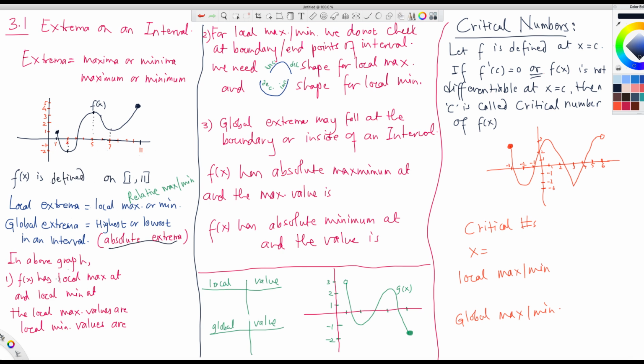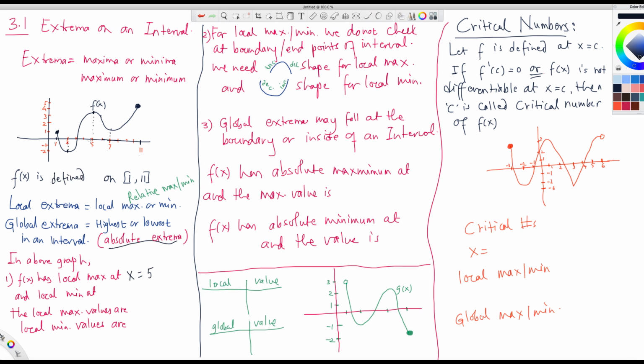Okay, let us see that. In the above graph, f(x) has a local max at x equals to what point? This is one point, right? At x equals 5 only, because the other points are not local. Why is it not local? Because we don't know what is happening on the right side of 11. The function is terminated at 11, right? We don't know what is on the right side of 11.